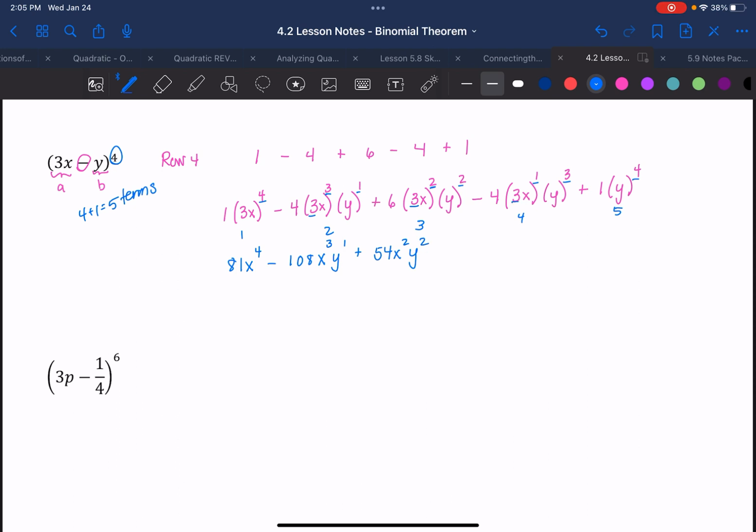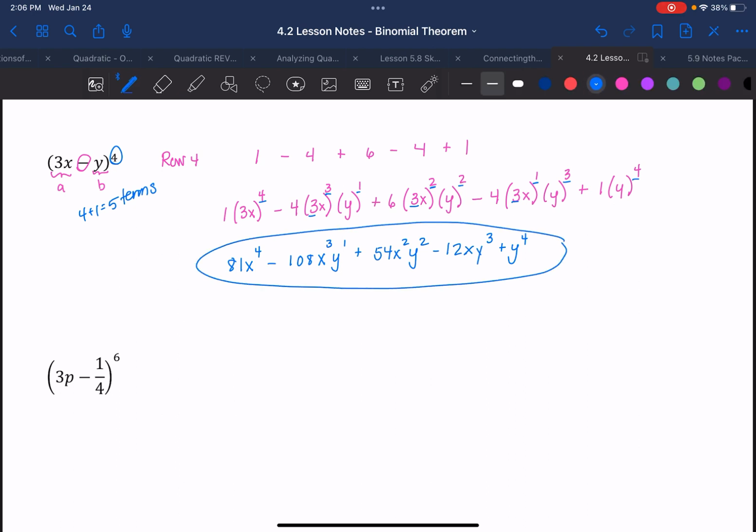I'll have 3 to the first is 3, times 4 is 12, x, y to the third. And I will finish with 1y to the fourth power, so I'll just understand that that is 1 before that y. Let me clean this up to make this just a little neater here and get rid of these counting numbers. And this would be my binomial expansion.